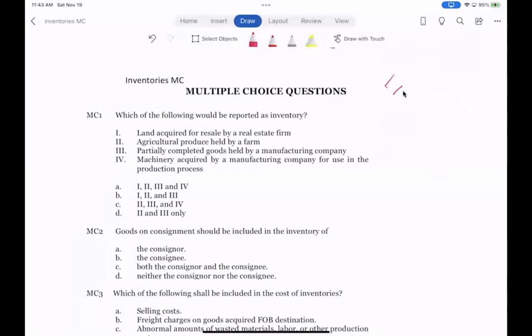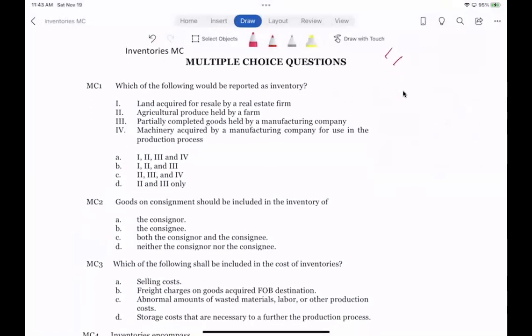Okay, so to help you prepare for your upcoming quiz, allow me to discuss with you the multiple choice on inventories. This is taken from Intermediate Accounting by yours truly, 2022 edition. So we are solving chapter 1, inventories. So we start.